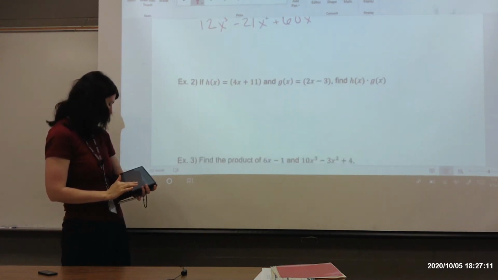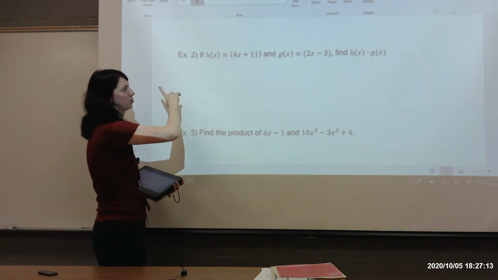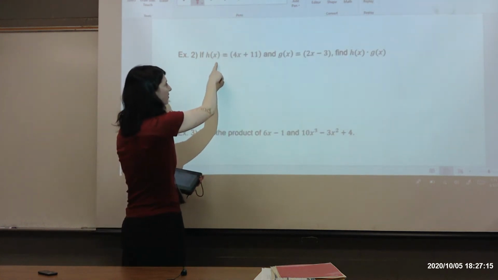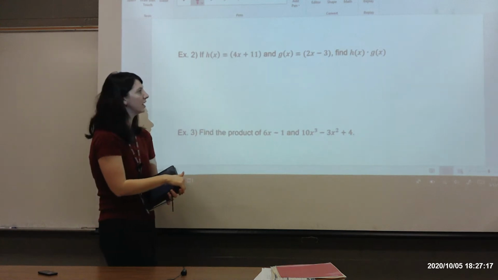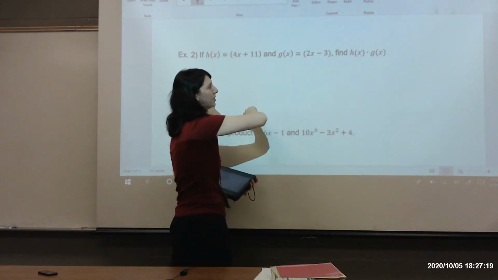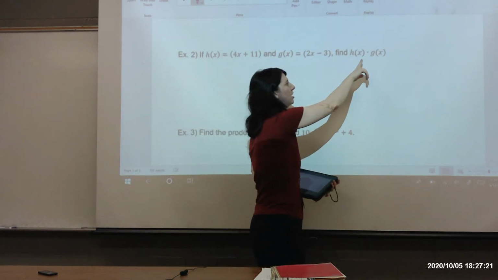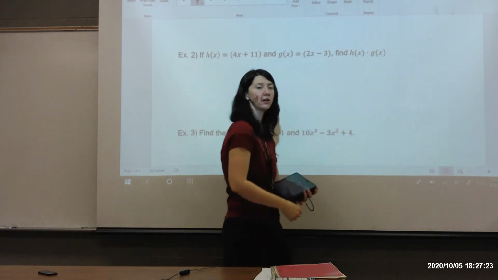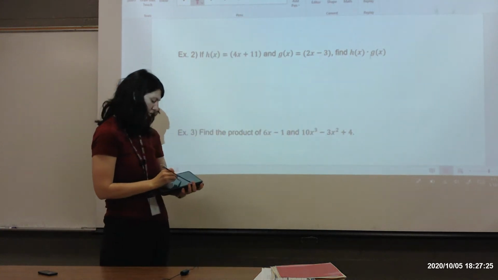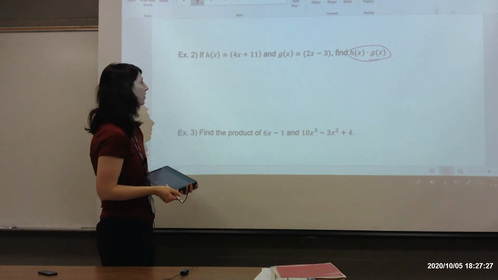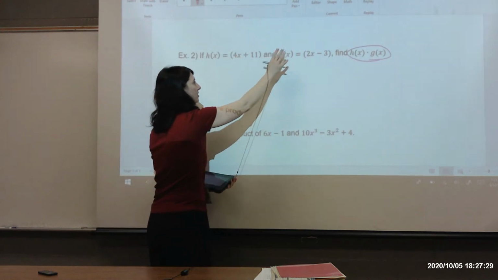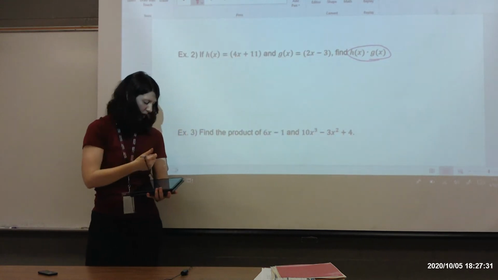Let's try another example. So here we have function notation again. If h of x equals 4x plus 11 and g of x equals 2x minus 3, find h of x times g of x. So there's my problem. There's what's telling me what I need to do. H of x times g of x, and it's just named it. This is h of x, this is g of x. So I'm going to write it down together.